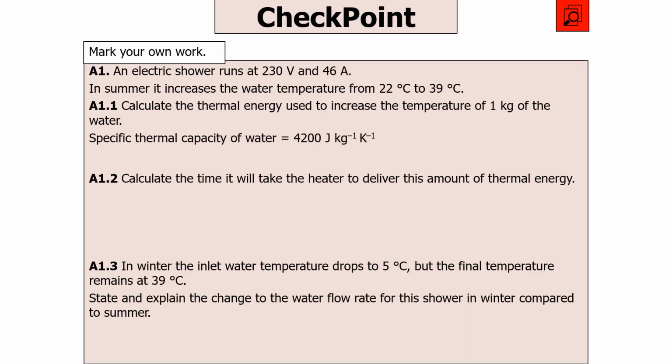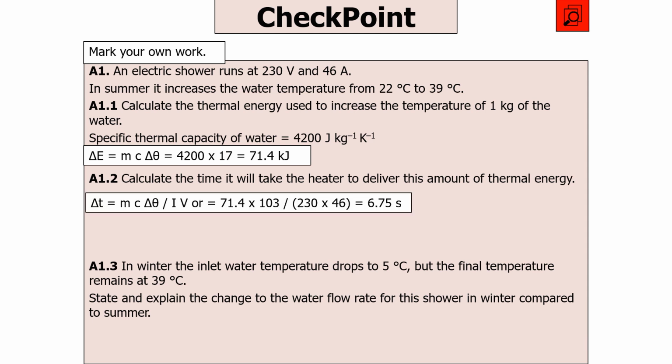Right, in this first one, E equals mcΔT, or change in temperature. So it's 4,200 times 1 times 17, which is 71.4 kilojoules. Now we can say t equals this energy divided by IV, or the power. So therefore it's 71.4 times 10 to the 3 over the power, which is 230 times 46, which is 6.75 seconds.